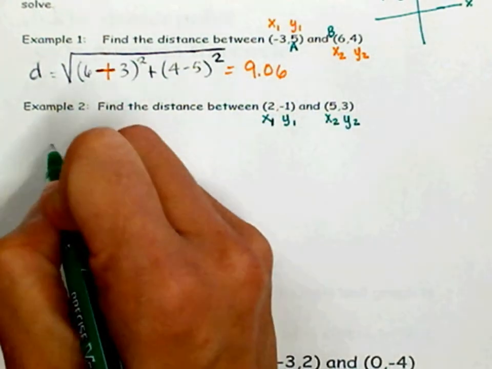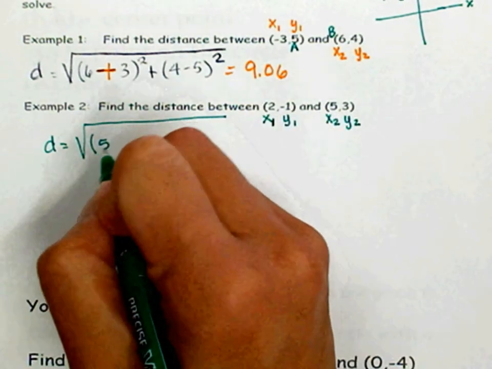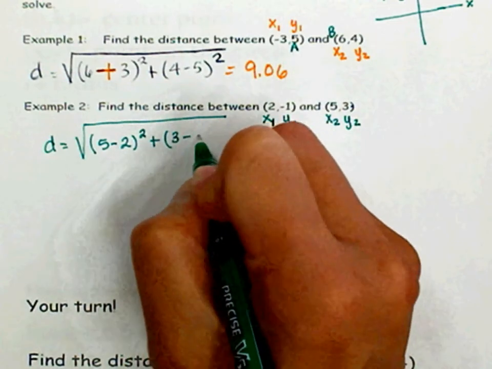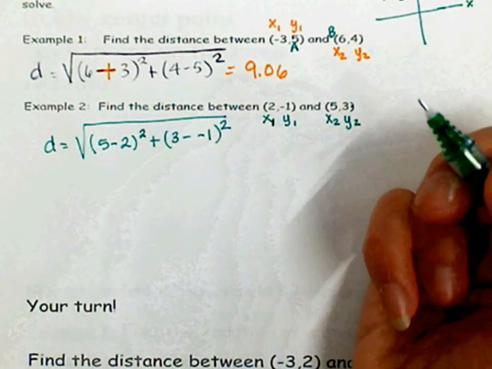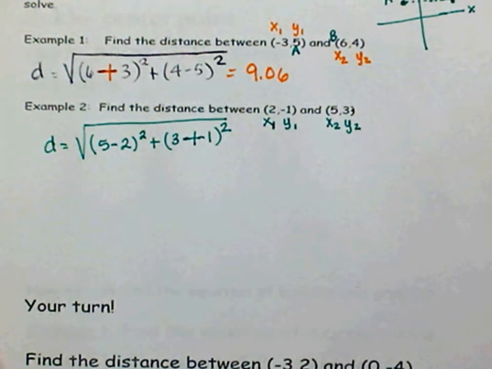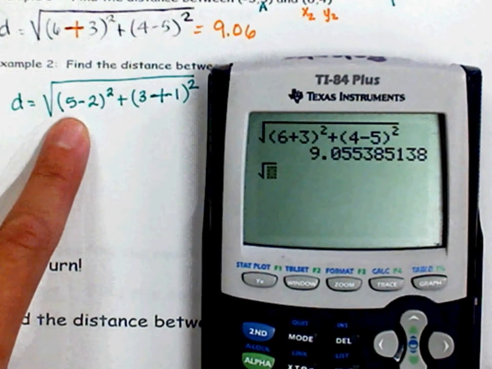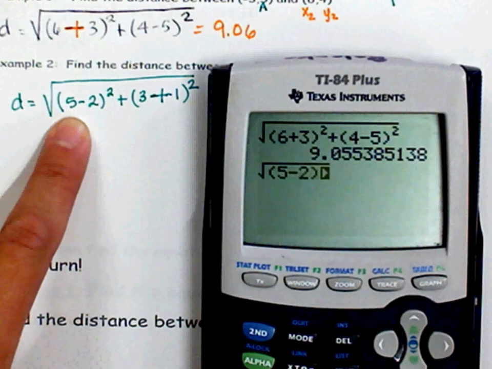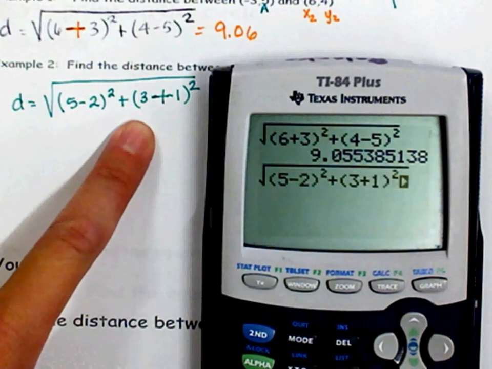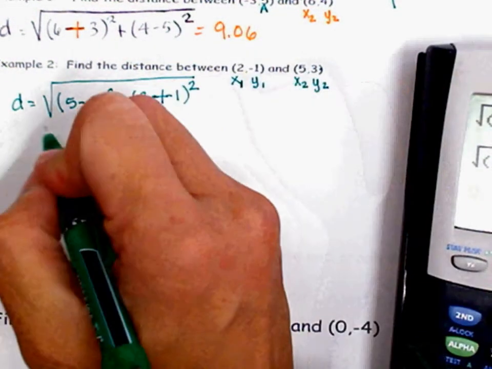D equals square root, parentheses, 5 minus 2 square plus 3 minus negative 1 square. All right. You can make that a plus because a negative and a negative is a positive. And we're going to type it in just like before. Square root, parentheses, 5 minus 2 square plus parentheses, 3 plus 1 square. And the distance from point A to point B is 5. So D is equal to 5.